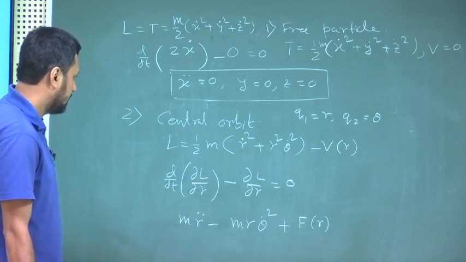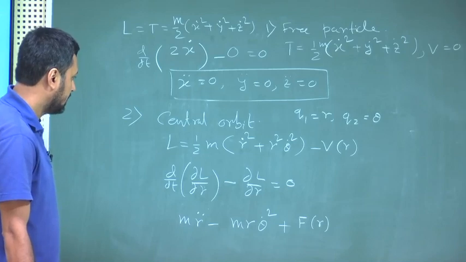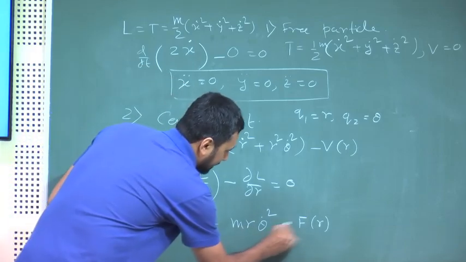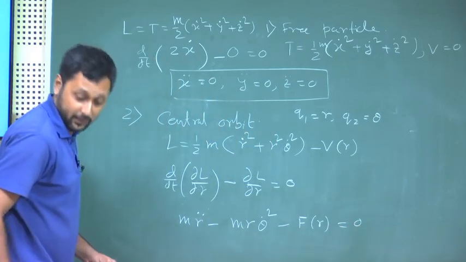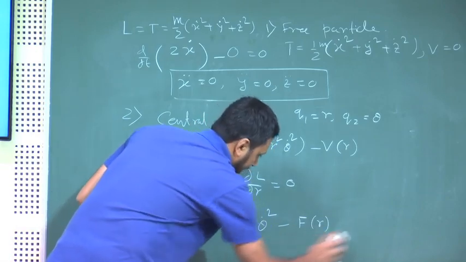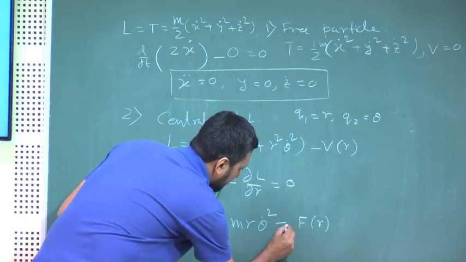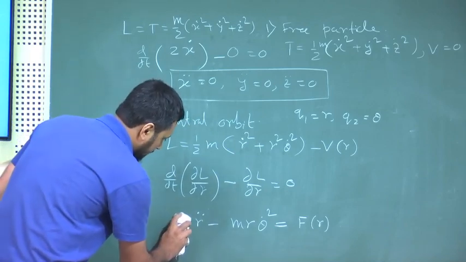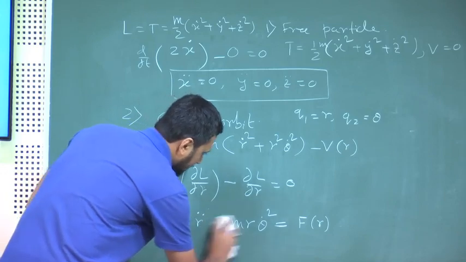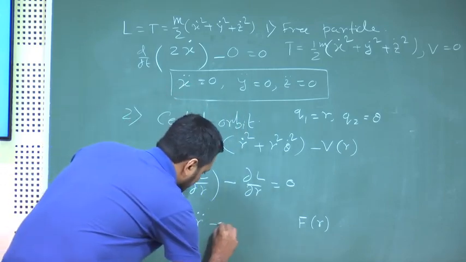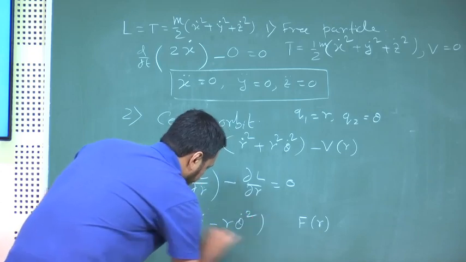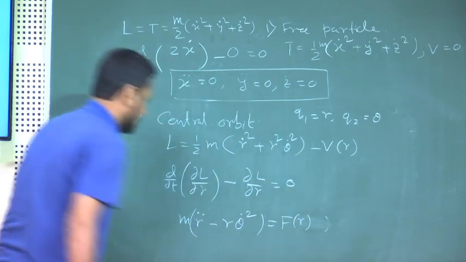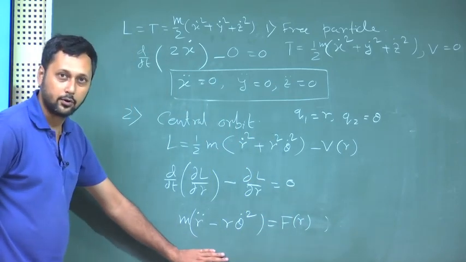So, minus sign, just give me a second. Oh, okay, sorry. Yes, there is a minus sign here also, and this is equal to 0. So, I can take this to the other side and put the equal sign here, which will give you m r double dot. m goes out, we can take m common. So, it will be r double dot minus r theta dot square equal to f of r, and this is the standard equation for central orbit, we all know.